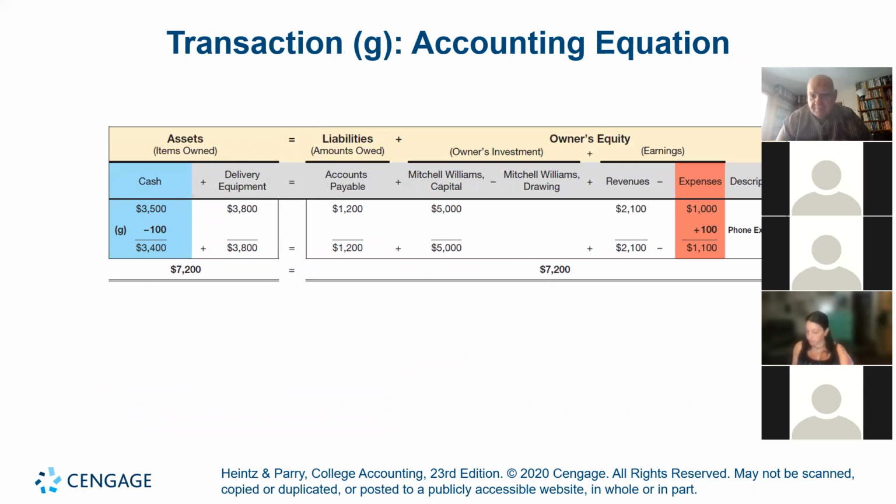And if you look at the expenses over here, we've added a second one now called phone expense. Our expenses have grown from 1,000 to 1,100. If the company ended the month at this point in time, this company would have a profit of $1,000. The 2,100 minus the 1,100. All right.